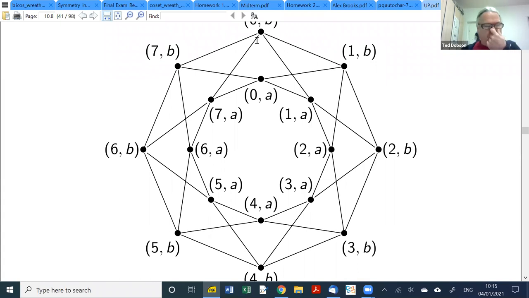Okay, now, the reason I like to call it the wreath product is there's a corresponding group theoretic wreath product as well. And Harary invented the wreath product of graphs because he wanted a product whose automorphism group was the group theoretic wreath product of the automorphism groups of the two graphs in mind. Now, we know what the automorphism group of a cycle of length 8 is. It's a dihedral group of order 16. We know the automorphism group of K2 bar.